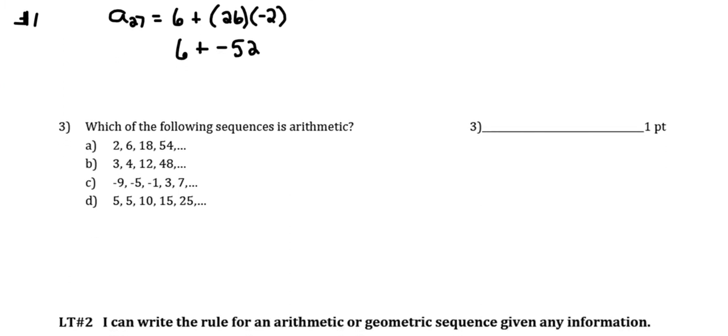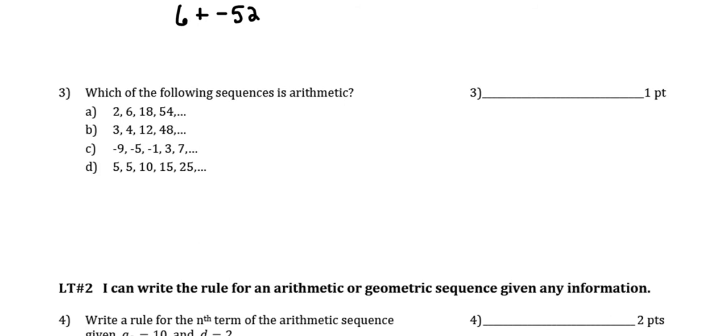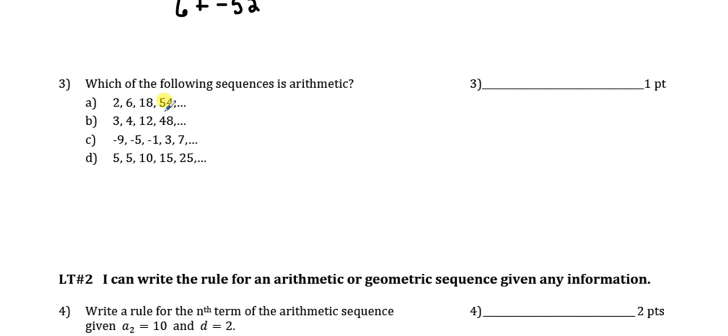Question number 3. This was asking which of all these sequences, A, B, C, or D, is arithmetic? In other words, in which one am I adding the same number every time? I'll go through these four sequences and let you know what kind of sequence each is. On this first one, I'm multiplying by 3, then by 3, then by 3. So this is a geometric series, or a geometric sequence.